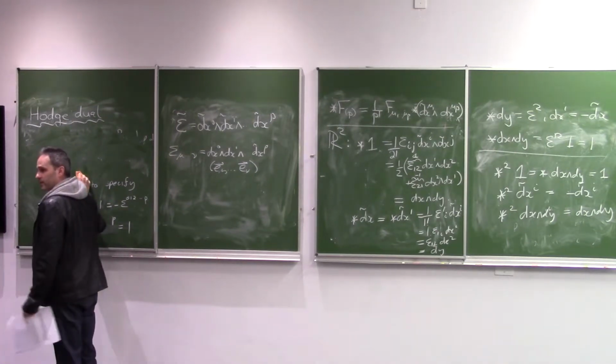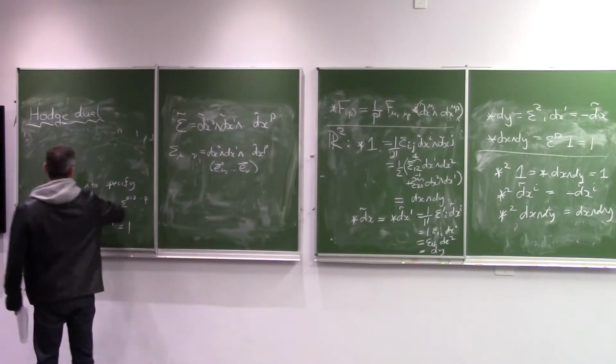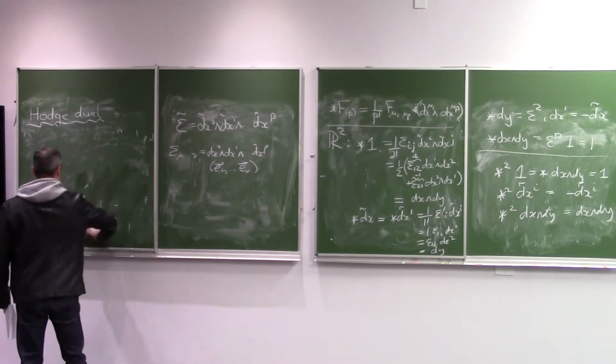Unless you want me to go through it in detail. Are people happy that they can work this out themselves? Or do you want me to go through it? Who wants me to go through at least one more example? Nobody. Good. I won't go through one.